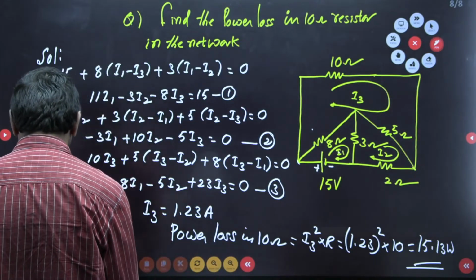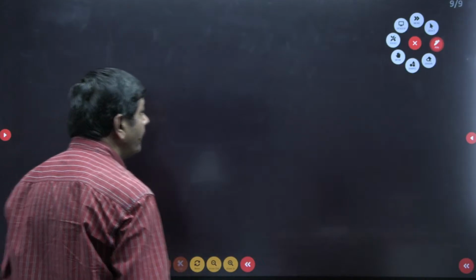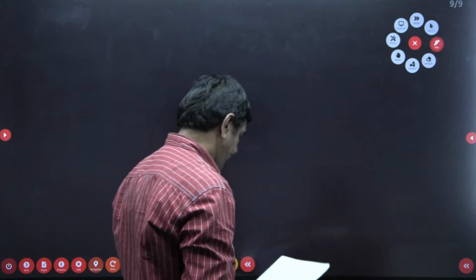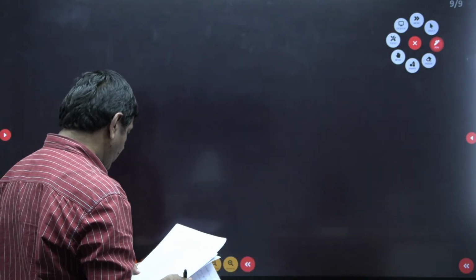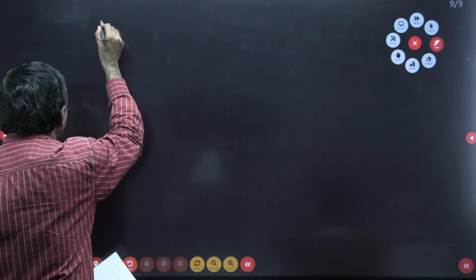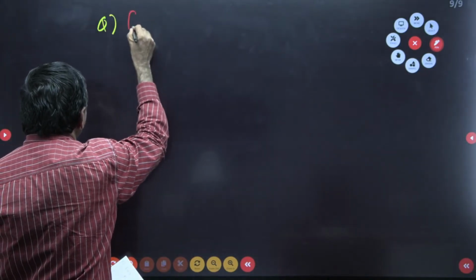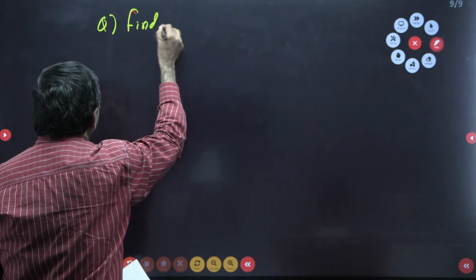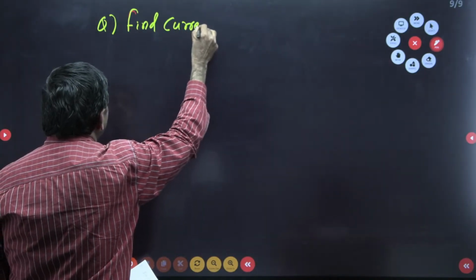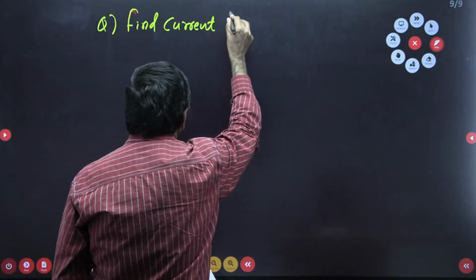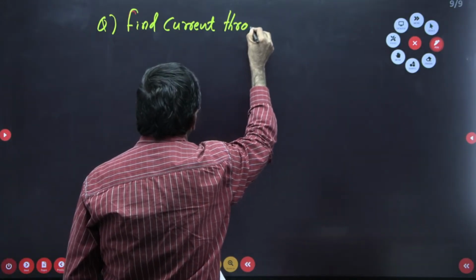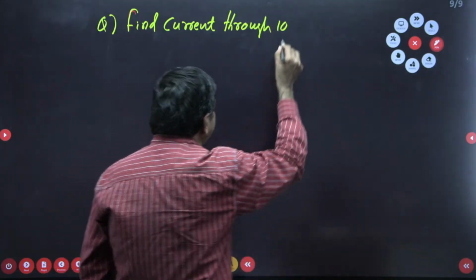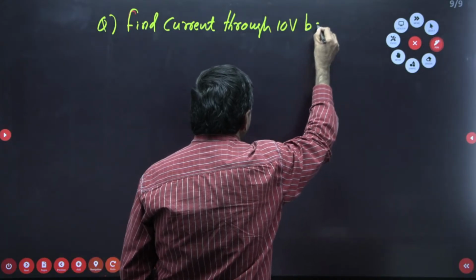The next question is, find current through 10 volts battery.